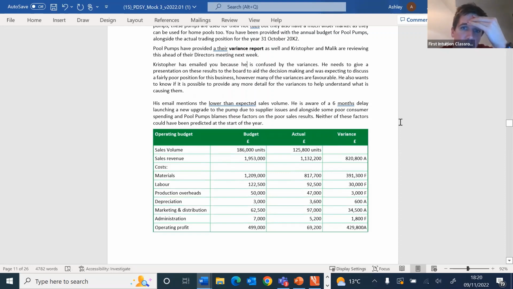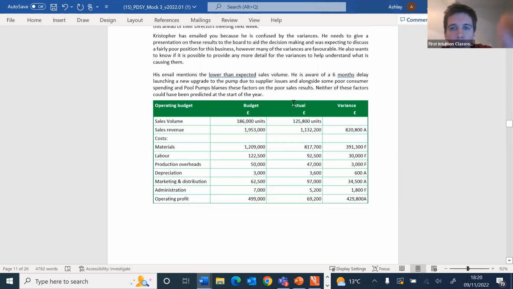Christopher's emailed you because he's confused by the variances. He needs to give a presentation on these results to the board, and was expecting to discuss a fairly poor position for the business, but it looks like a fair amount of the variances are favourable. Okay. You can probably see why based on what I talked about earlier, but we'll get there. His email mentions the lower than expected sales volume. He's aware of a 6-month delay launching a new upgrade.